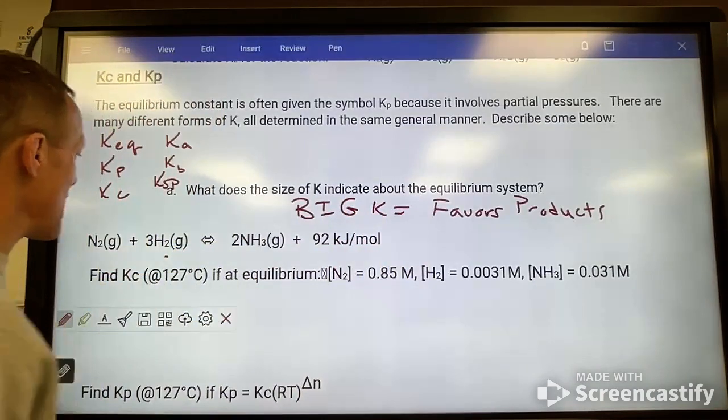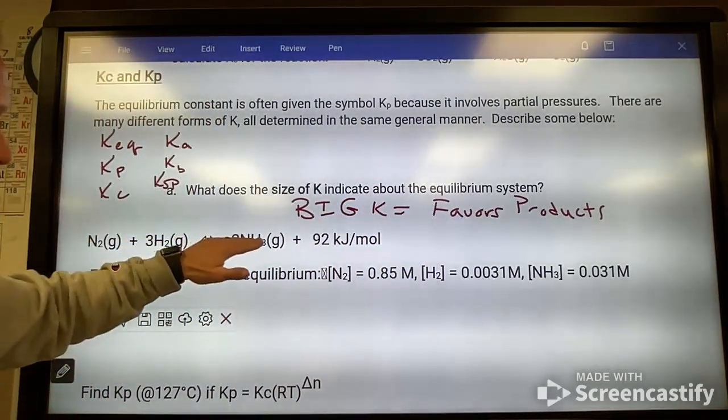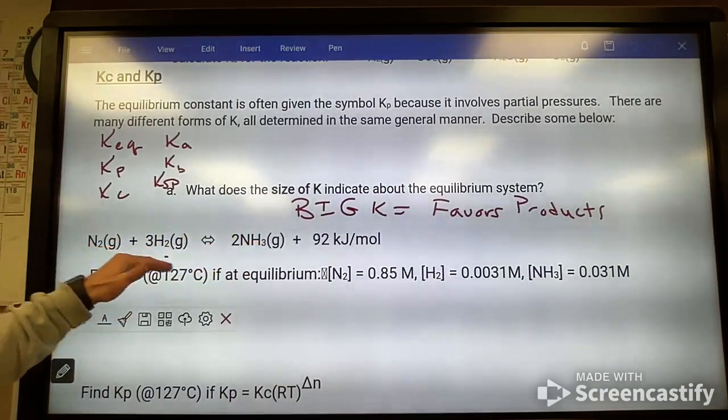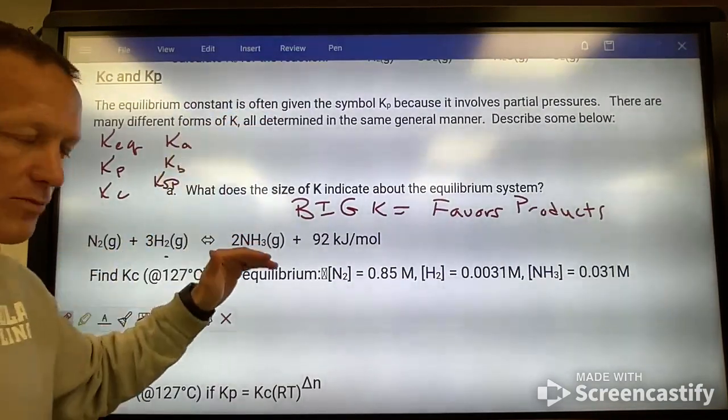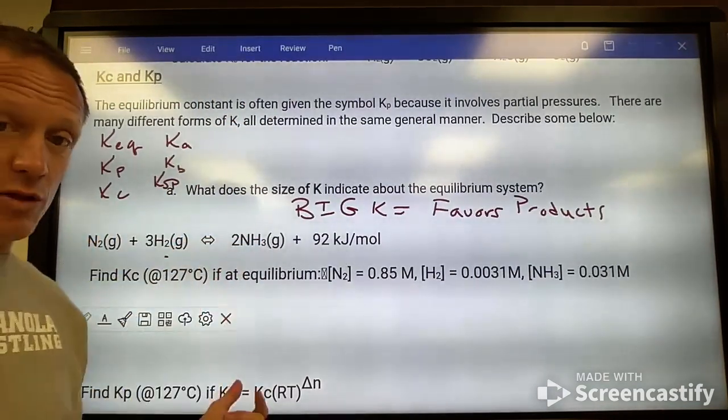All right. What is the size of K indicated by the equilibrium system? If something has a big K value, so if the K value for this was big, it'd mean there's lots of those compared to here, because your K value is your ratio of products over reactants. So a small K means more reactants than there are products at equilibrium.